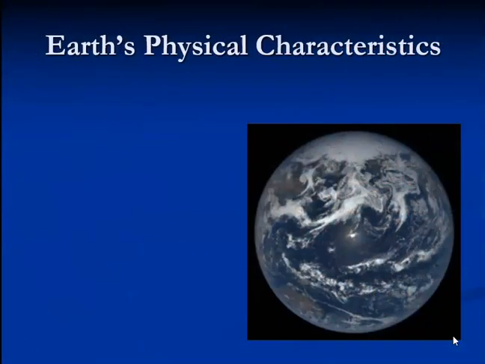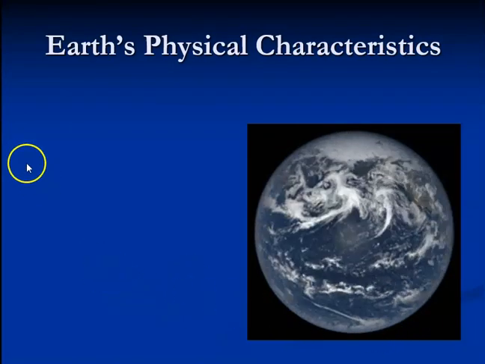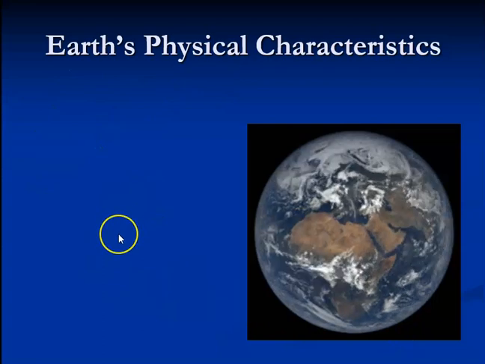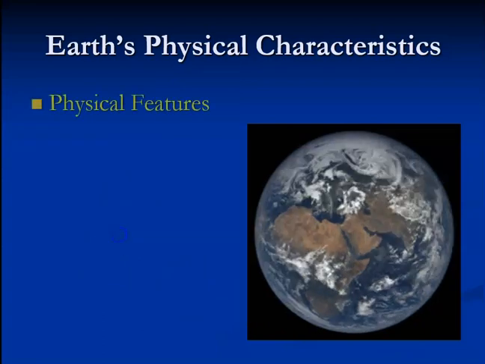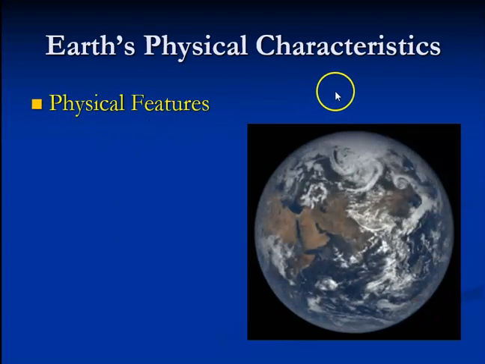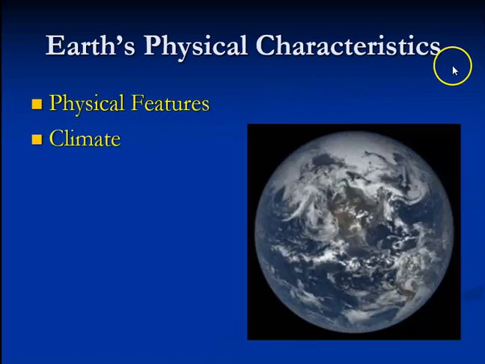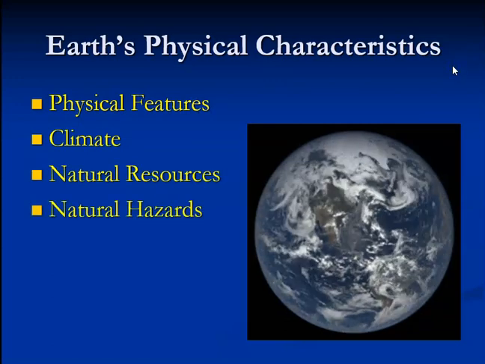Moving on. Earth's physical characteristics. So right here, I'm going to show you those four labels. If you need to see them a little closer, Earth's four physical characteristics are physical features, climate, natural resources, and natural hazards.